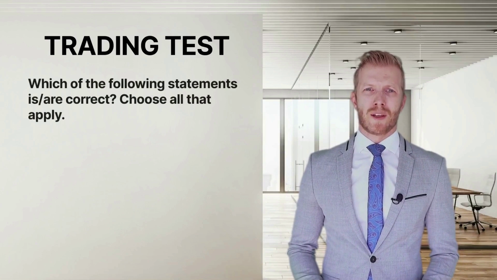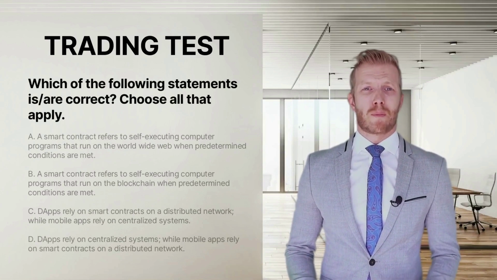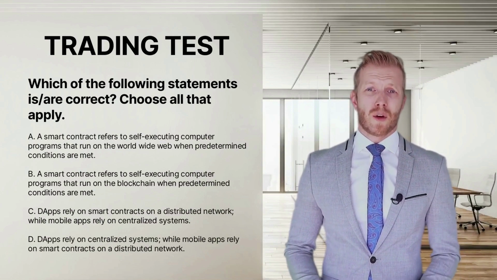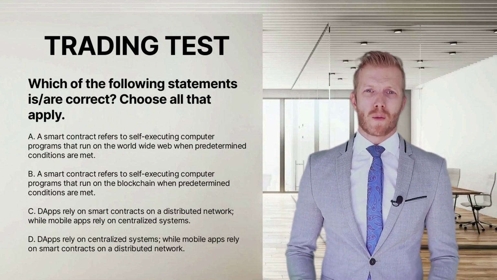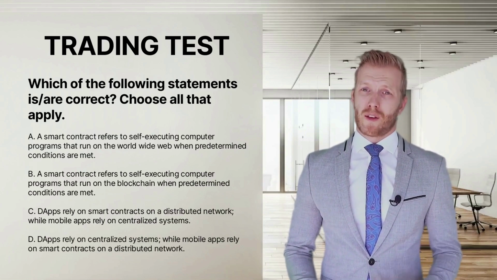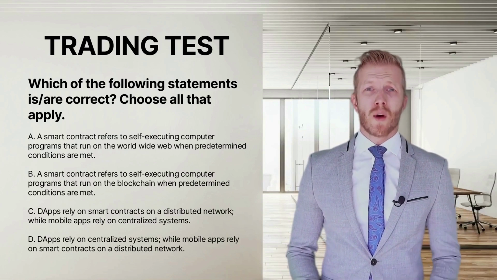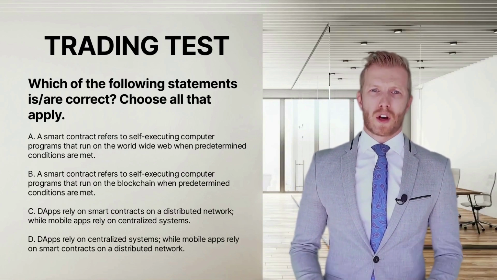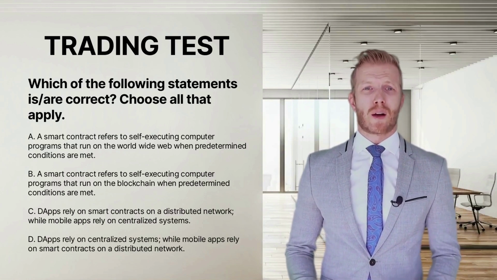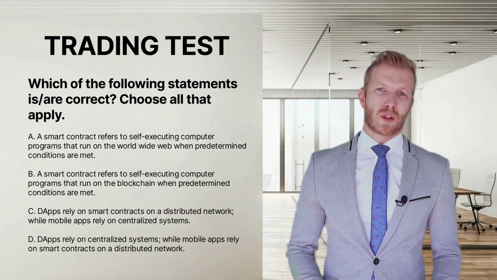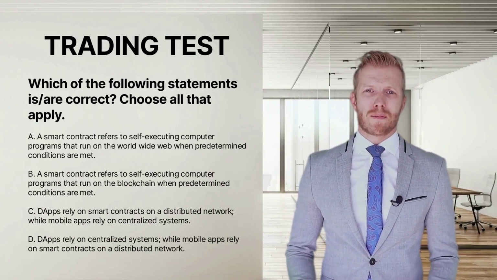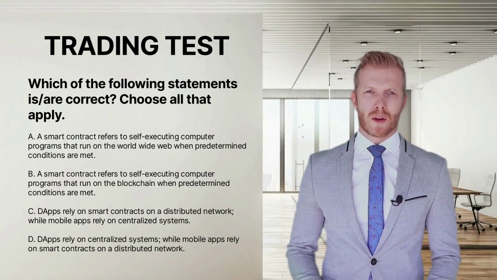Which of the following statements are correct? Choose all that apply. A. A smart contract refers to self-executing computer programs that run on the World Wide Web when predetermined conditions are met. B. A smart contract refers to self-executing computer programs that run on the blockchain when predetermined conditions are met. C. DApps rely on smart contracts on a distributed network, while mobile apps rely on centralized systems. D. DApps rely on centralized systems, while mobile apps rely on smart contracts on a distributed network.